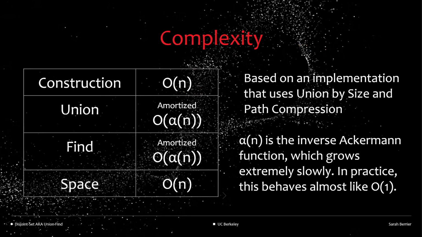So, which leads us to complexity. This is all based on an implementation that uses the optimizations we just looked at, union by size and path compression. So construction and space both are based on that array that's initially created. So they're O of n. But then union and find, due to the union by size and the path compression, they are amortized and represented by the inverse Ackermann function, which grows very slowly. So in practice, this behaves almost like constant time.